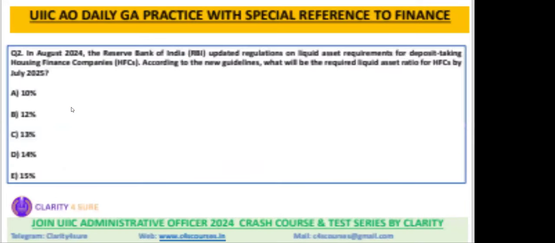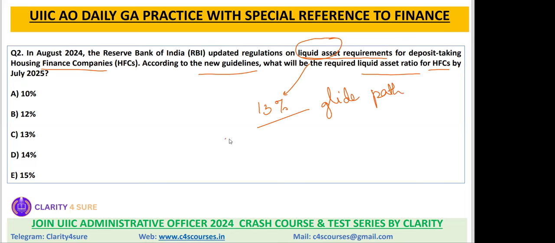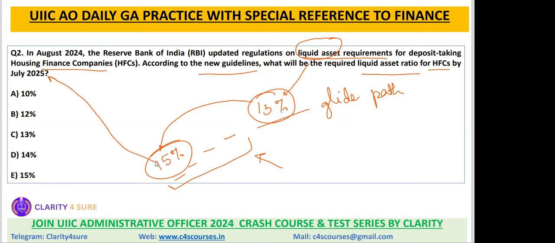Now the next question, on the same topic. In August 2024, the Reserve Bank of India updated regulations on liquid asset requirements for deposit taking HFCs. According to the new regulations, what will be the required liquid asset ratio for HFCs? Earlier this liquid asset requirement was 13%, and RBI has given a glide path, that is, small structural adjustments to be done over a longer duration of time, so that it doesn't hurt the companies. RBI has increased the 13% liquid asset requirement to 15%, to be completed by July 2025.